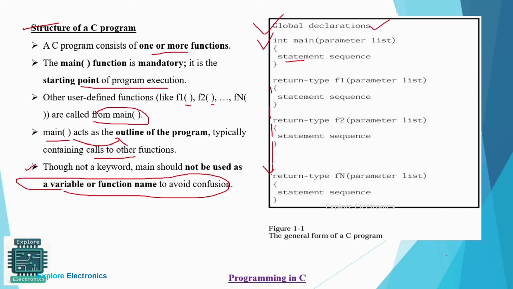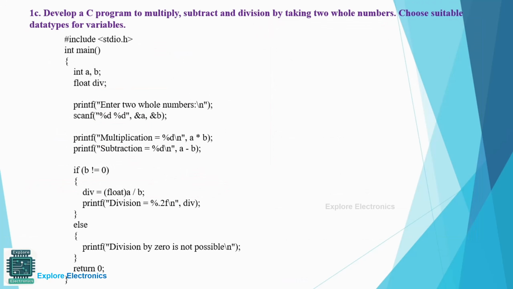Fine. And the next question is to develop a C program, that is 1C. Develop a C program to multiply, subtract, and divide by taking two whole numbers. Choose suitable data types and variables. Here they have given what all operations we have to perform: first multiplication, subtraction, division. We have to perform multiplication, subtraction and division by taking two whole numbers.